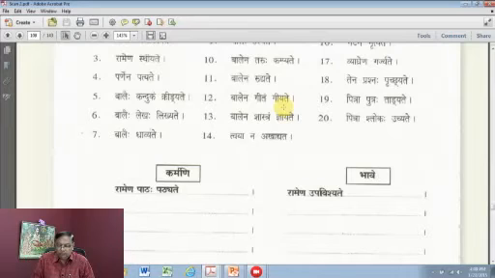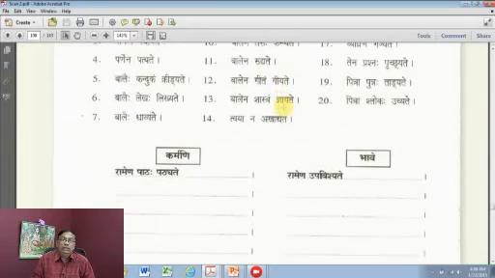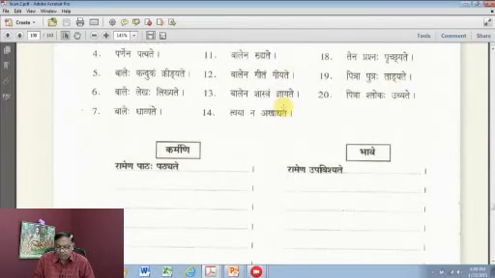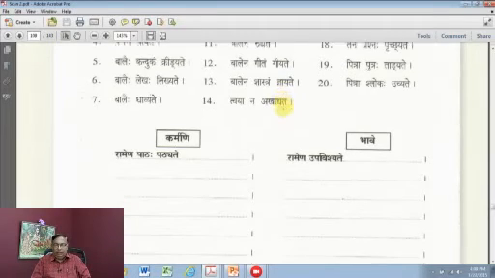12. Balena geetam giyate. This is karmani. Song is sung by a boy. Balaha geetam gayati iti kartari prayoge. Balena shastram jnayate. This is also karmani prayoga. If you make it kartari prayoga, active voice, Balaha shastram janati. Balena shastram jnayate.